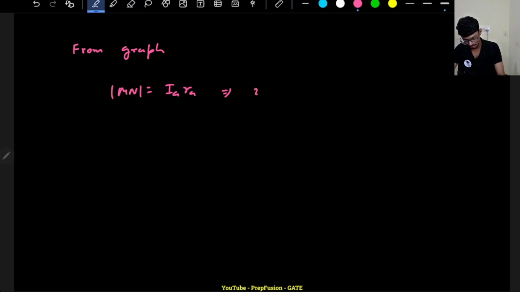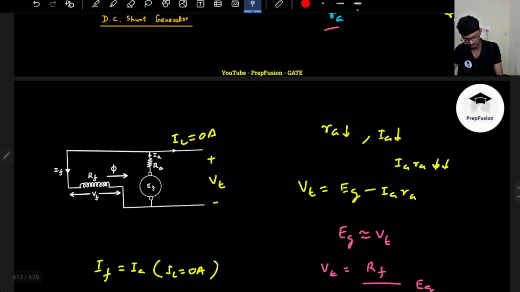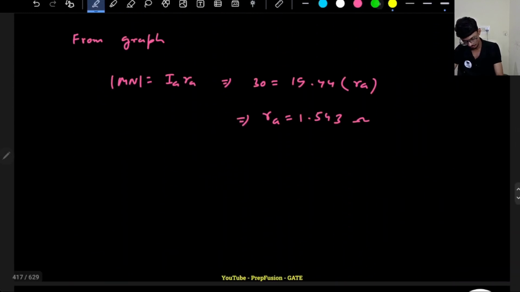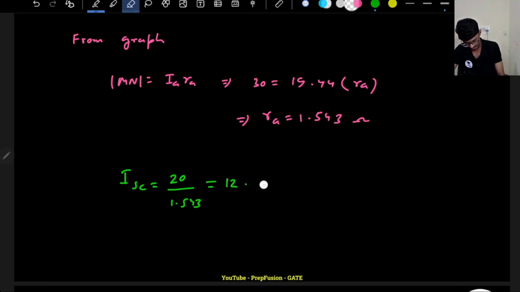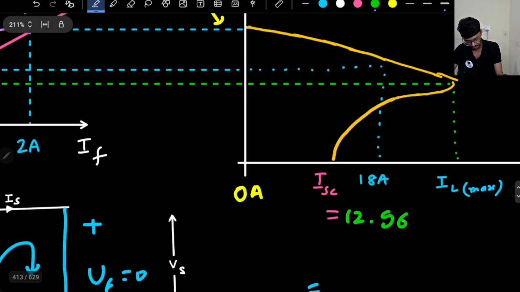So Mn is 30, and Ia is 19.44, into Ra. From here my Ra comes out to be 1.543 ohms. So I got my Ra. Now will I be able to find out my ISC? Yes, very easy. ISC will be E residual upon Ra. E residual is 20, upon Ra 1.543, so this will be 12.96 amperes. This is the value of the short circuit current, 12.96 amperes.